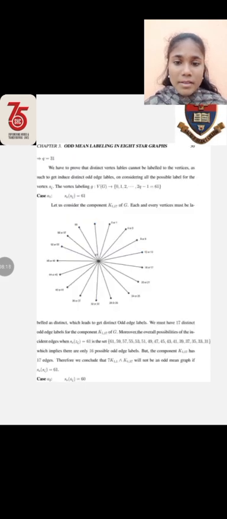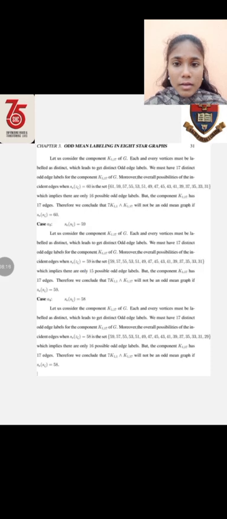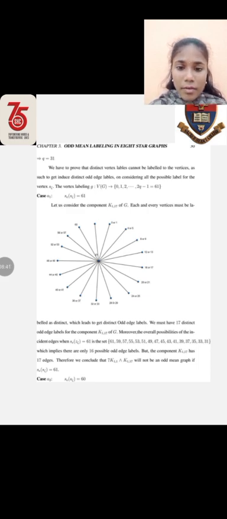This is the existing non-existing graph. Let us consider the component K1,17 of G. Every vertex must be labeled as distinct, which needs to get distinct odd edge labels. We must have 17 odd edge labels for the component K1,17 of G.